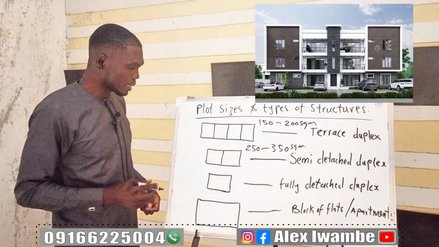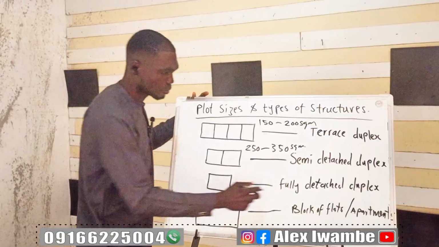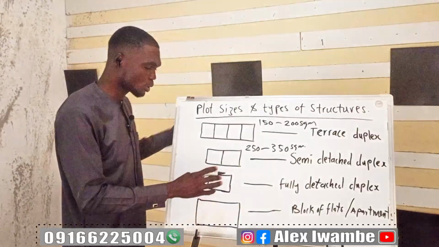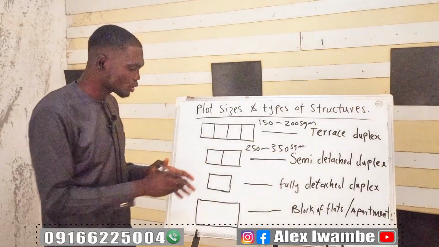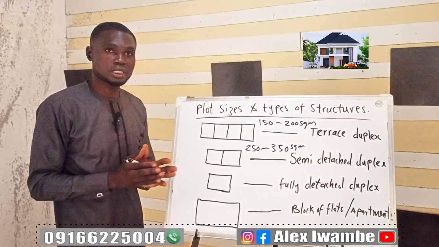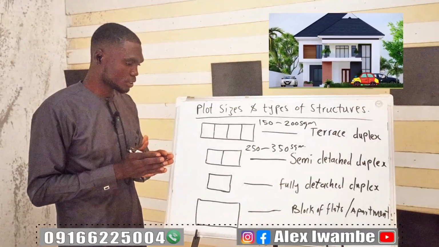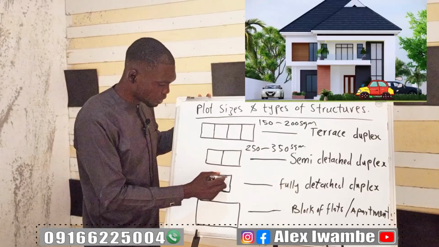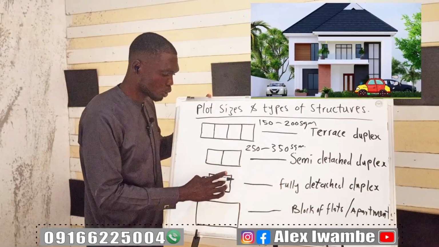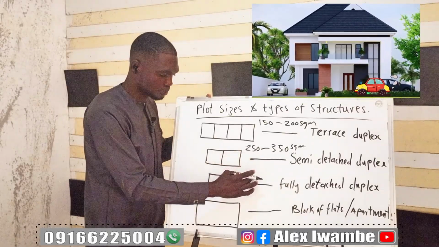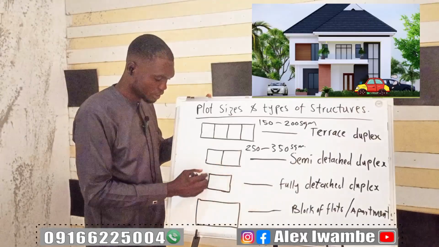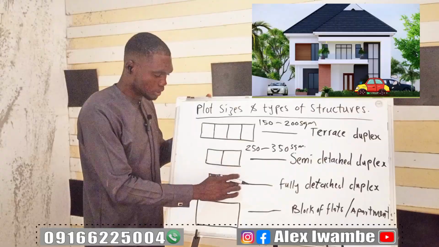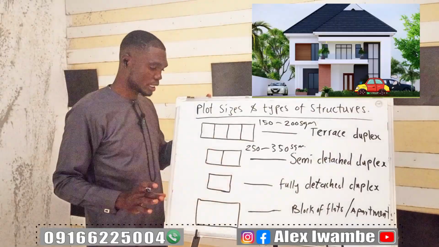So the third one we're going to be looking at is fully detached duplexes. Now in the case of fully detached, it's called fully detached because it's going to be standing on its own. Here you have a duplex that stands on its own, and some people call it standalone duplex, because you don't have to share your wall with any other neighbor. This particular duplex is standing on its own. It's not sharing any wall on the right or on the left with any other neighbor.